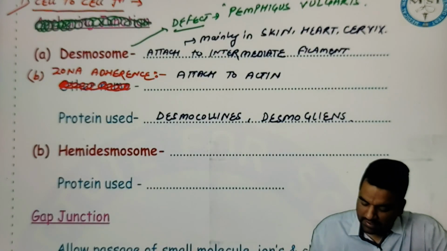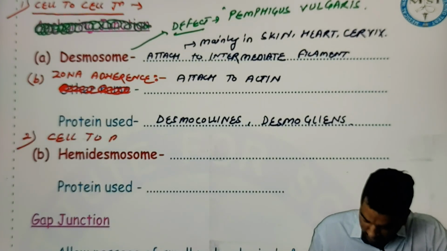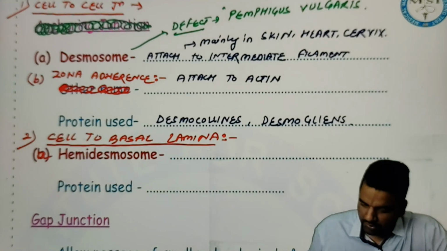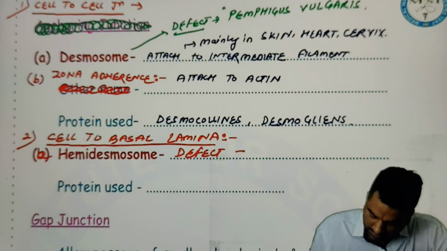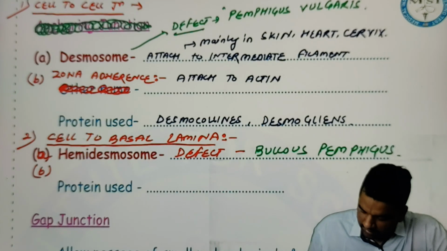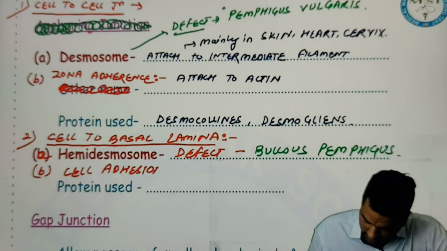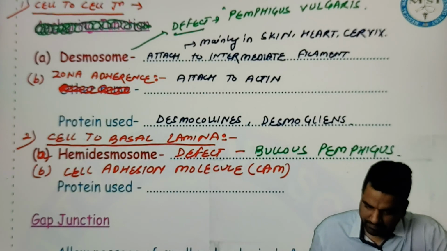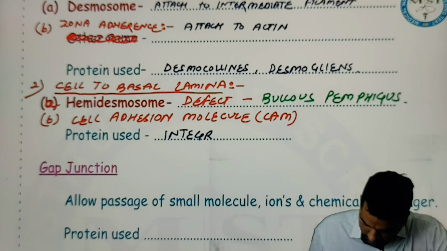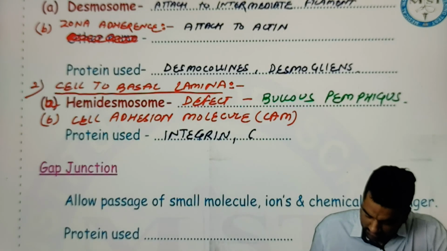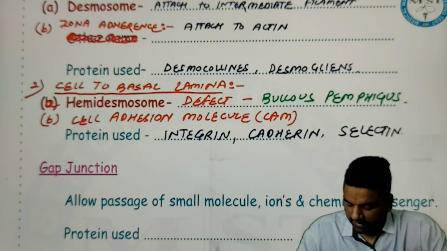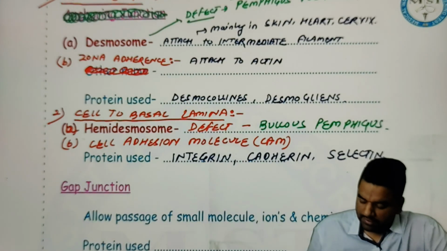The another junction is cell to basal lamina. In cell to basal lamina, number one is hemidesmosome. If it gets defective, this can lead to a condition called bullous pemphigoid. And the second is cell adhesion molecule. In short, we call it CAM, cell adhesion molecules. And the proteins used for this junction are integrin, cadherin, and selectin. Integrin, cadherin, and selectin. Right? So these are the cell to cell and cell to basal lamina junctions.